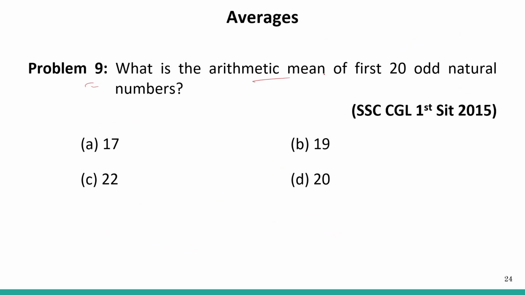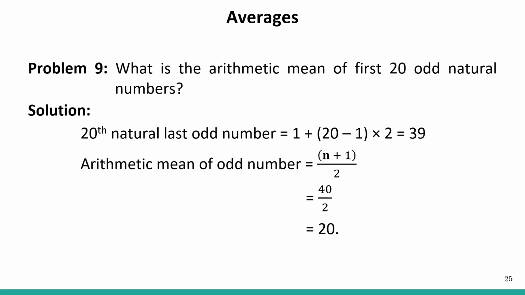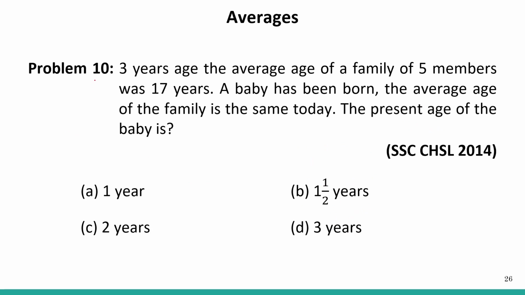So what is the arithmetic mean of the first 20 odd natural numbers? Okay, is it 17, 19, 22 or 20? This question has appeared in the SSC CGL first sitting 2015 paper. So the 20th odd number is equal to 1 plus (20 minus 1) into 2, that is equal to 39. So the arithmetic mean of the odd numbers will be (N plus 1) by 2, right? So it will be 40 by 2, which is equal to 20. So let's see problem number 10.